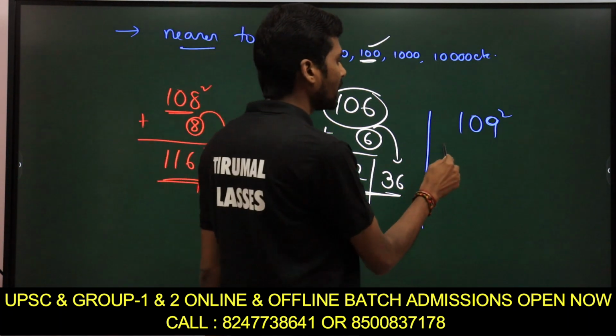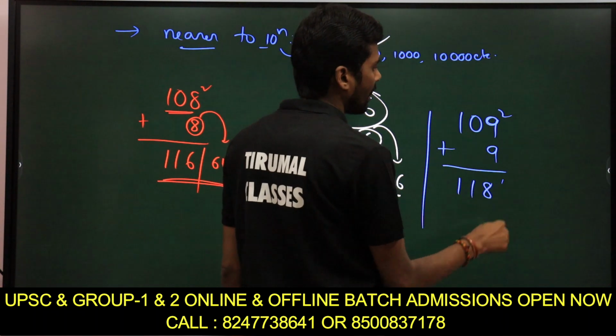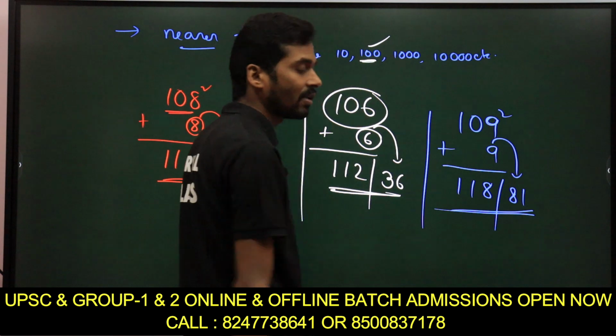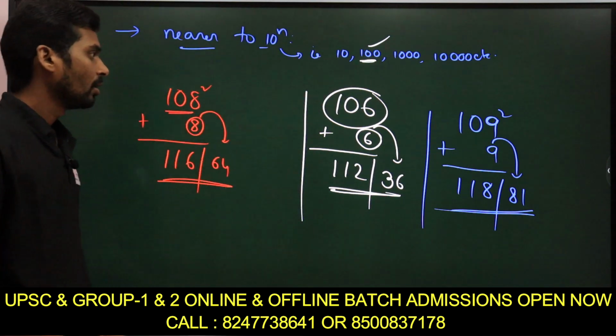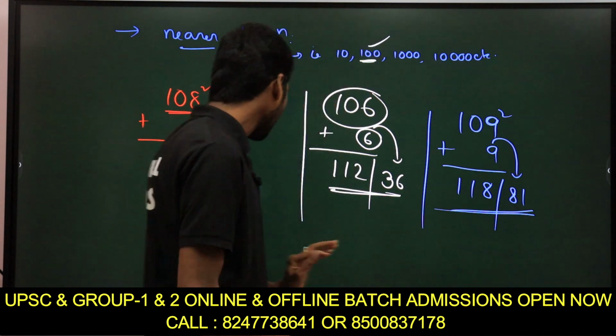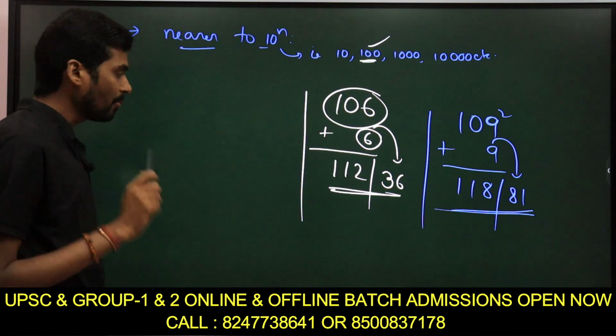See how much it is more than 100? 9 more than 100, so 118. After that simply square this number. 9 square is 81. So the answer is 11881. But you have to remember one point here. It's good that you are doing the problem, but you have to remember one point.